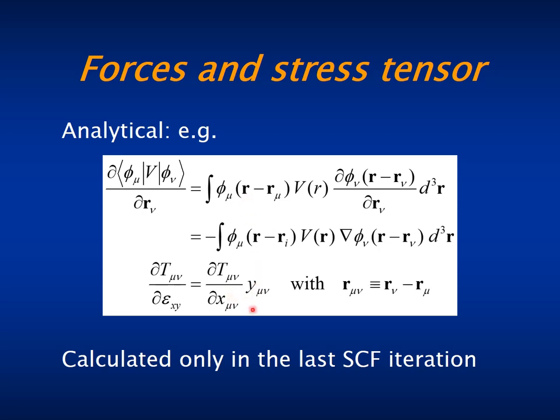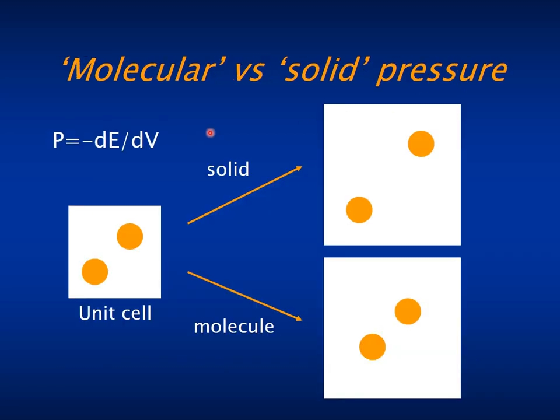Of course, all this can be done only in the last self-consistency iterations, that is, when you have already converged the density. Also regarding the stress, or in particular the pressure, that is the derivative of the energy with respect to the volume, SIESTA prints two pressures, which are called solid pressure and molecule pressure. This refers to two possible definitions of pressure, that is, of the derivative of the energy with respect to volume. If you increase the volume of the unit cell, you could do two different things with the atoms.